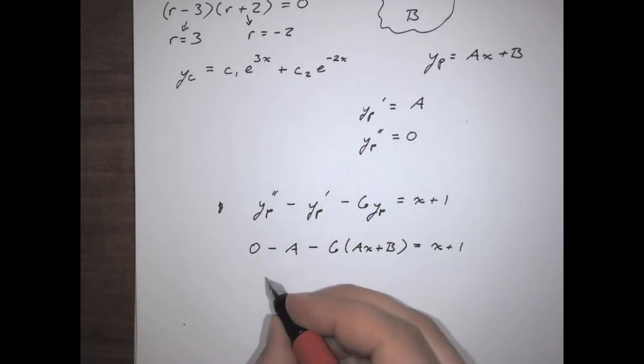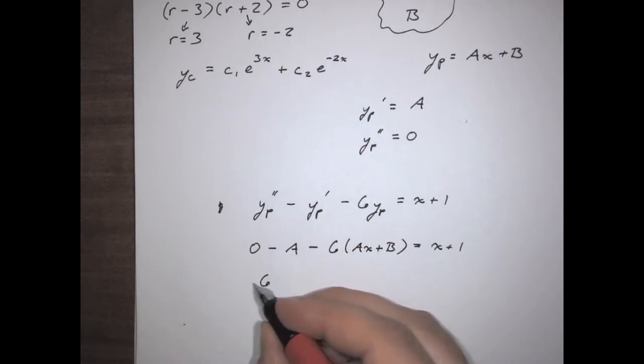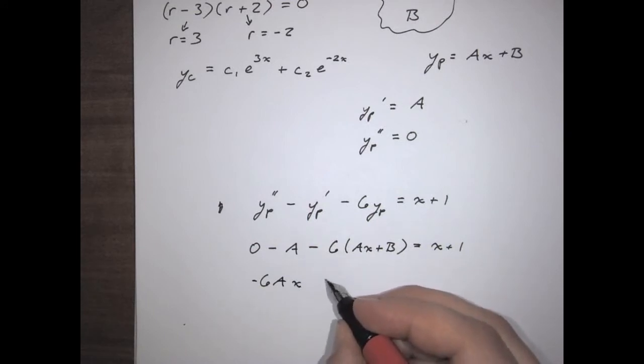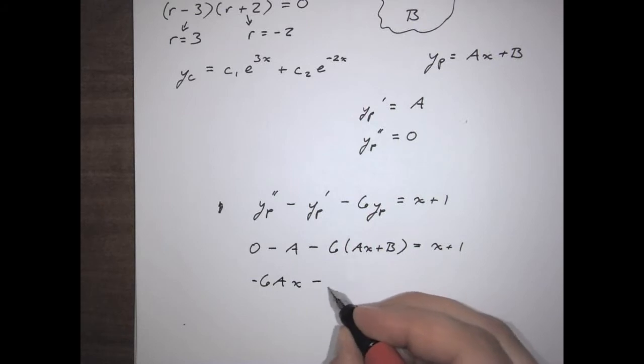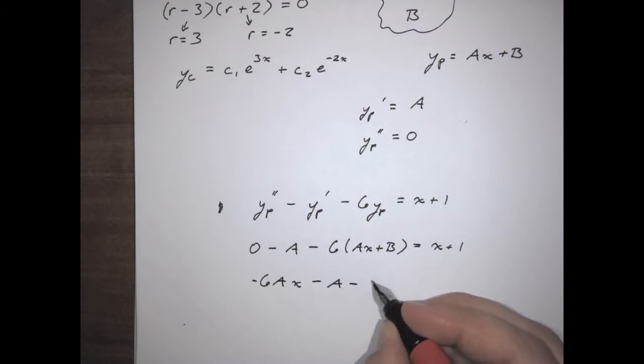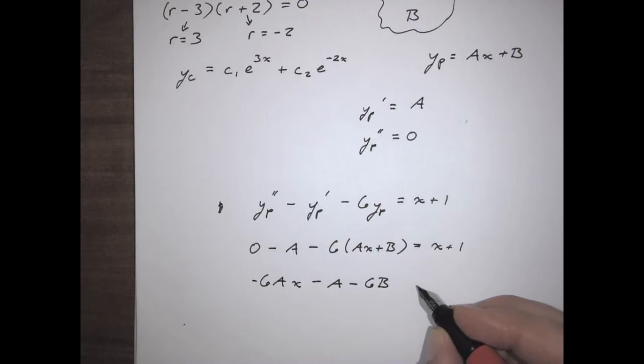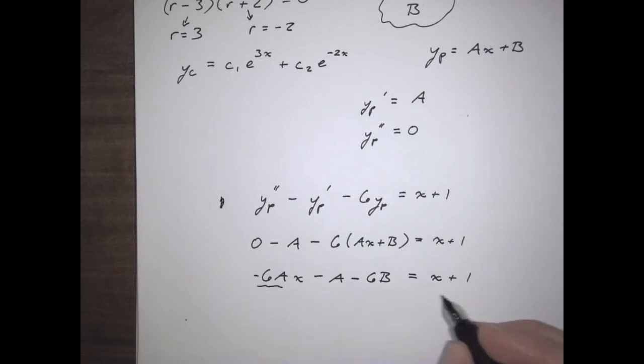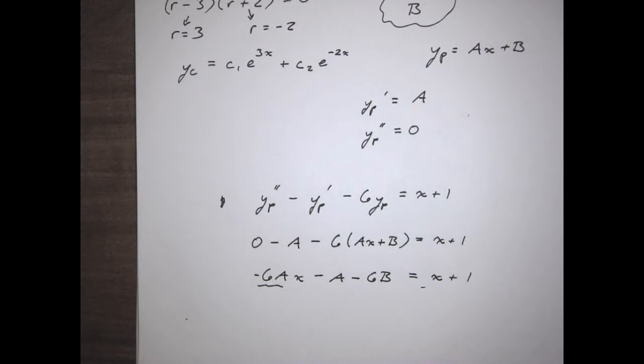And so collecting all the like terms and whatnot, we're going to have negative 6ax, and then minus a minus 6b equals x plus 1. So then for constant terms and for x terms, we can collect those. Or alternatively, if you think about it the same way we thought about it before, you can just think of it as setting x equal to 0 and doing that.